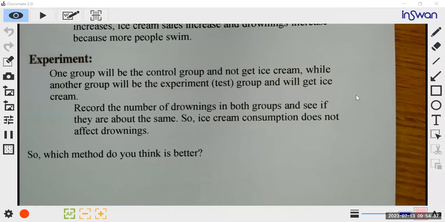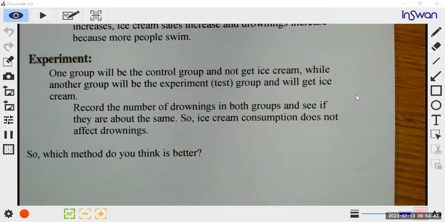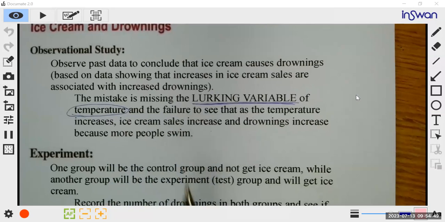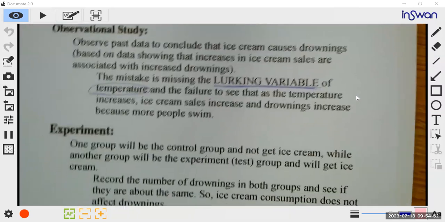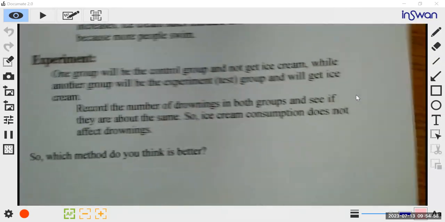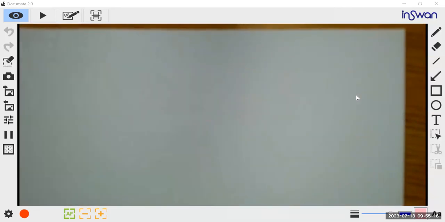Right. You're actually testing to see if something's true. Is the ice cream the cause of these drownings? You're observing, you're only making guesses. If you're actually doing something, you're right. You're actually testing it to see if anything's going wrong with it. So in that case, the experimental group is much better. When would an observational study be better?